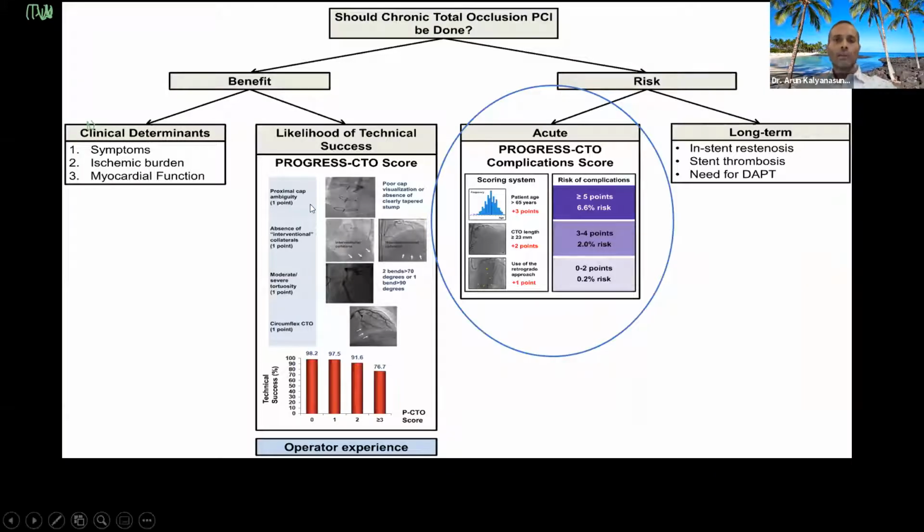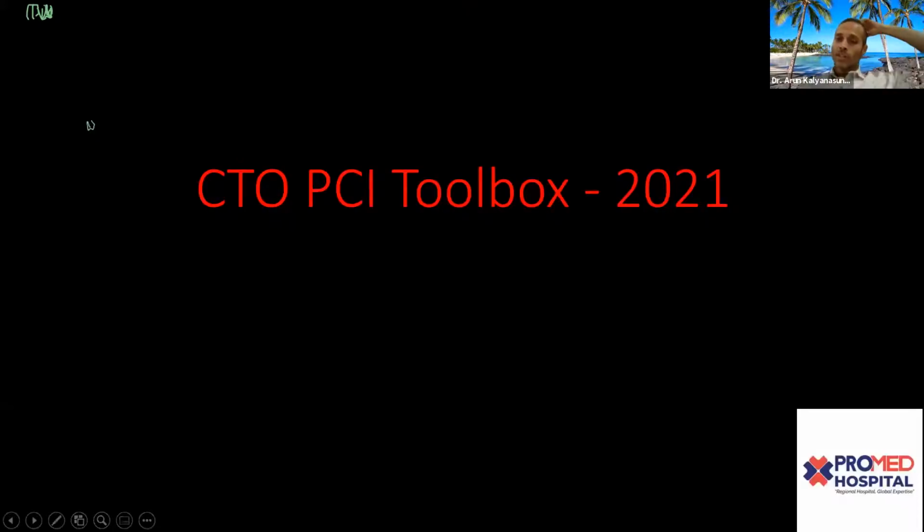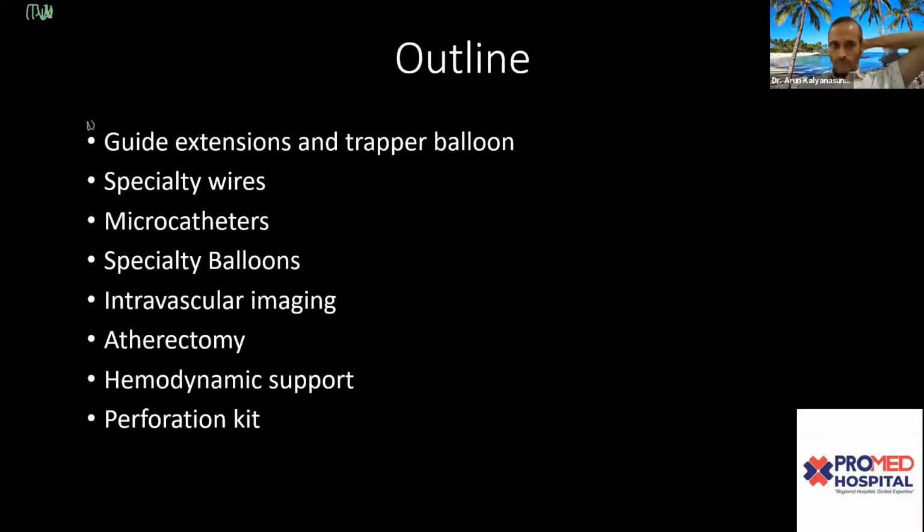So any time before you start doing a CTO, you need to know, what's the potential benefit? Why am I doing this? This is a patient with a lot of symptoms, large ischemic burden, and I'm trying to do something. Am I likely to succeed? What is my risk of complications and what's my risk of long-term complications? So I'm going to switch gears to talk about the toolbox now. This is an entire talk by itself, so I'm just going to touch upon this. The long and short of it is be prepared before you start a CTO.